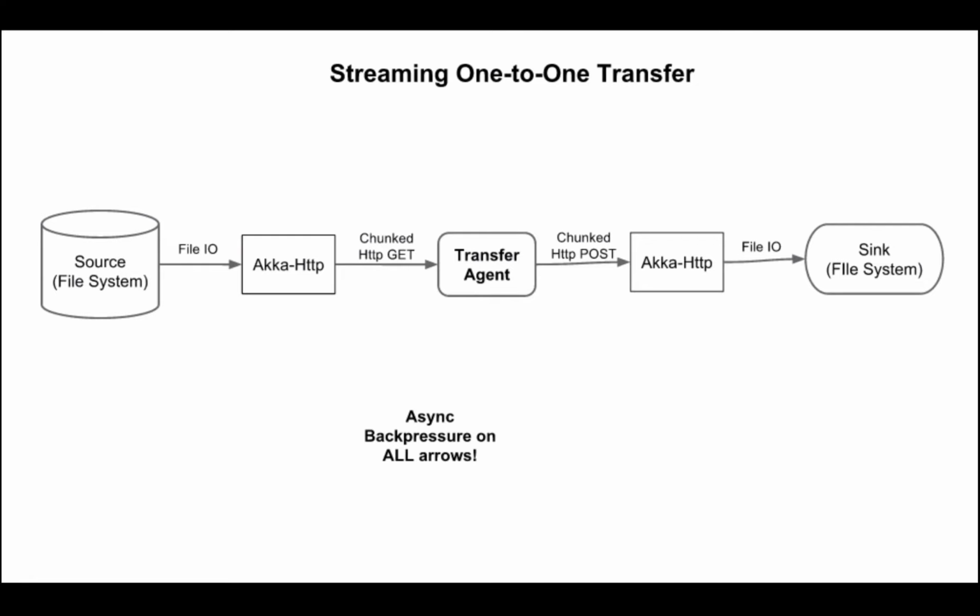Which means that if the sink is really slow, it will slow down the POST. So if my disk is moving slowly, my POST will not receive the next chunk. Basically, it will not demand across the TCP network to my transfer agent, and the transfer agent will not demand the next chunk from the Akka HTTP server, and then it will not demand from the file, and so I will not lose any data. Even in the previous demo, I did not lose any data. Here also, end to end, I will not lose any chunk of data.